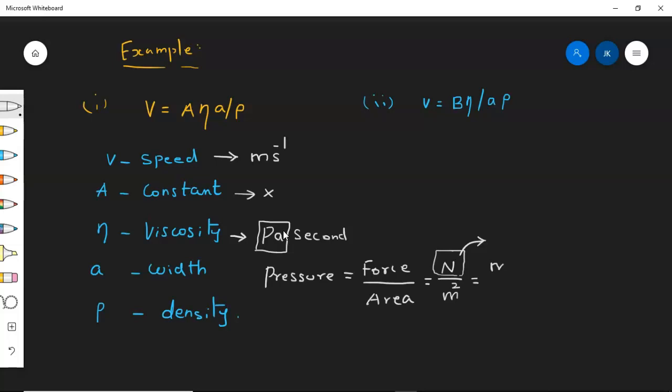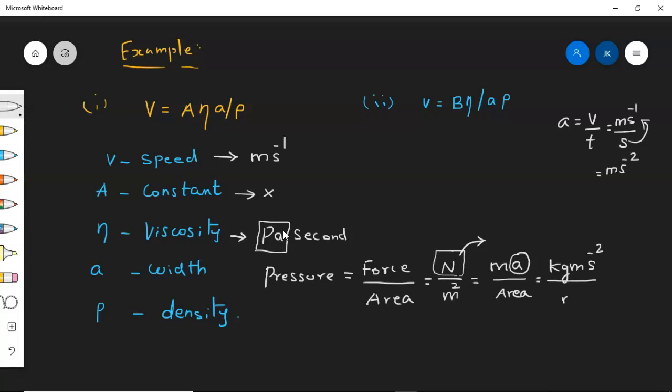So write the formula of force again: mass multiplied by acceleration, over area. So here we know mass is kilogram, and the acceleration is velocity over time, meter per second over second. If you take this up, it becomes meter per second square. So I write here meter per second square divided by meter square. If you bring this to the numerator, it becomes -2. Now if you resolve this again, it becomes kilogram, meter power 1 and meter to the power -2.